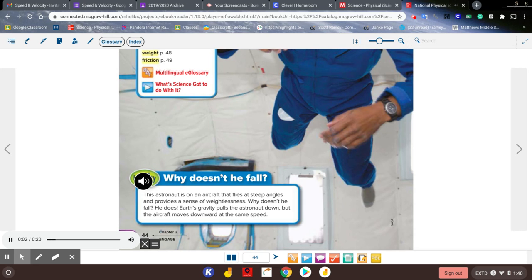Inquiry. Why doesn't he fall? This astronaut is on an aircraft that flies at steep angles and provides a sense of weightlessness. Why doesn't he fall? He does. Earth's gravity pulls the astronaut down, but the aircraft moves downward at the same speed.